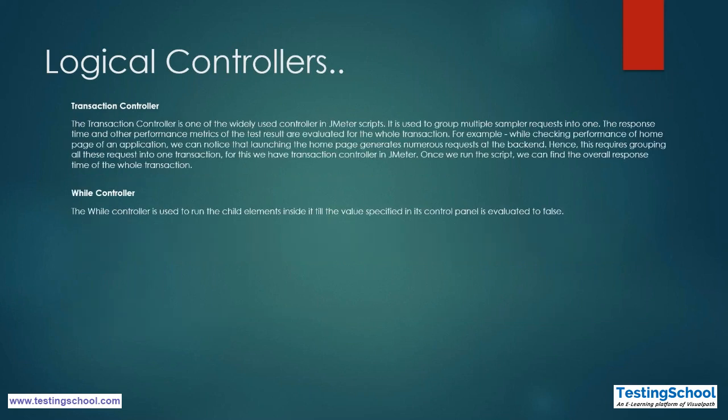So next is a transaction controller. Transaction controller is widely used because it gives you the response time of a particular functionality. Suppose you have a particular functionality which contains 5 or 6 samplers, and you want to check the overall time it took for that functionality, then make sure that you put all those calls into a transaction controller, and after the execution the combined response time of all the samplers will be shown in the transaction controller inside your report.